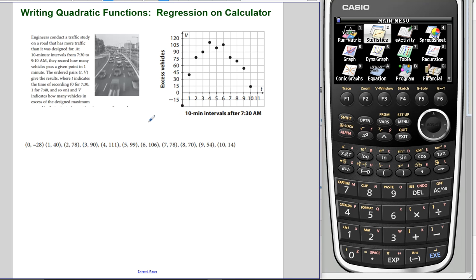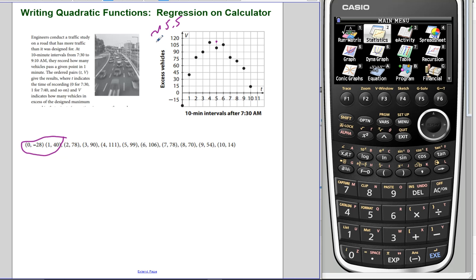What we'd have to do is estimate the vertex, which is probably going to be about 5.5. So we'd estimate about 5.5 on the vertex, and then we would pick 2 points and do exactly what we did on the last problem using the systems of equations. But the calculator could come in very handy when we're allowed to use these things.